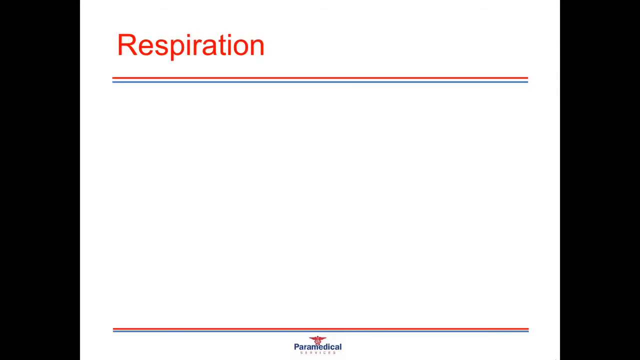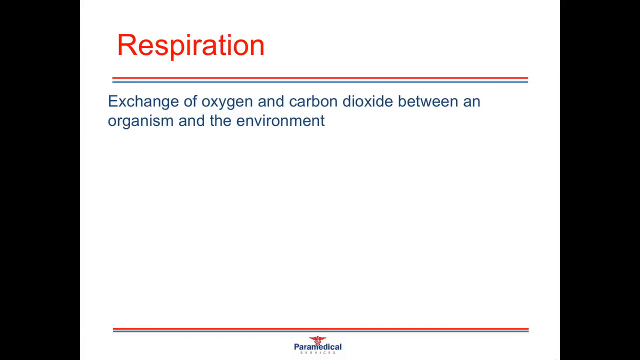The last process that we'll discuss is the process of respiration. So just to reiterate, ventilation is the movement of air in and out of the body, and that's achieved by inspiration and expiration. And respiration is the exchange of gases, so of oxygen and carbon dioxide, between an organism and the environment. There are two types of respiration which occur.